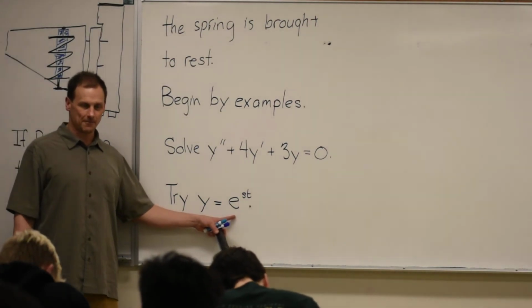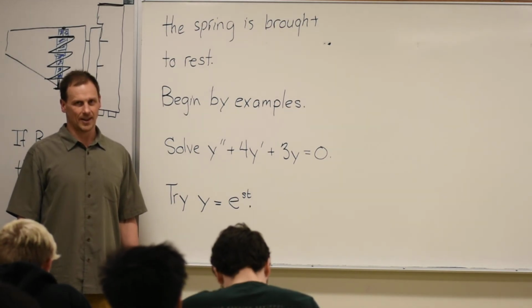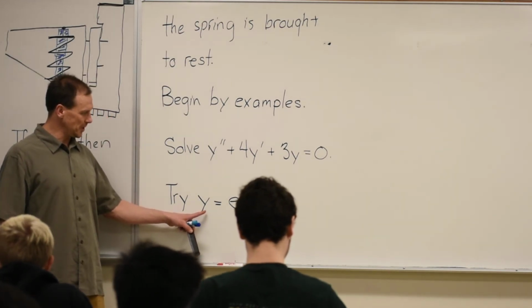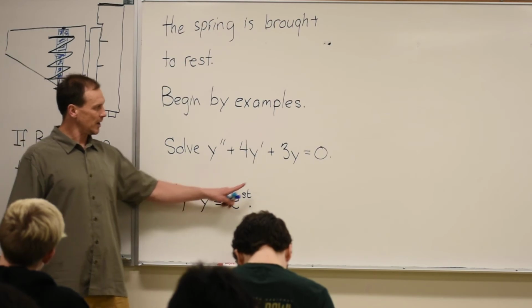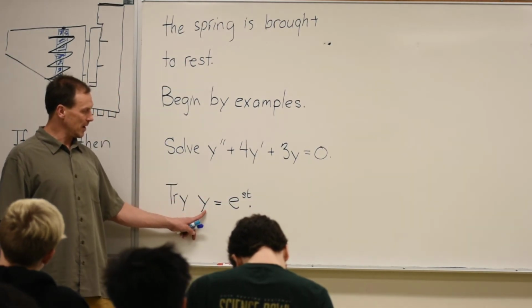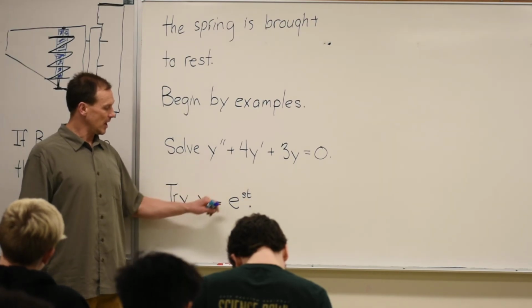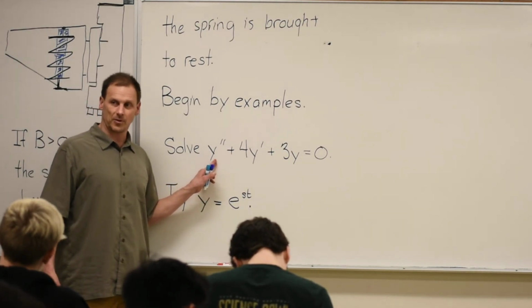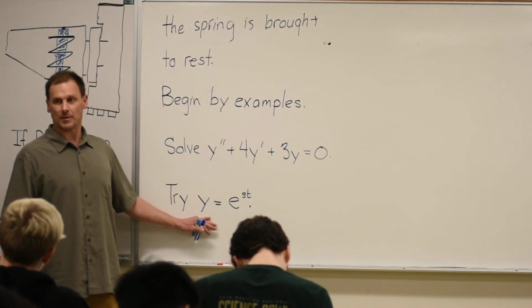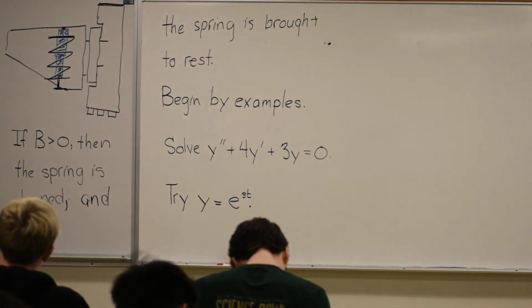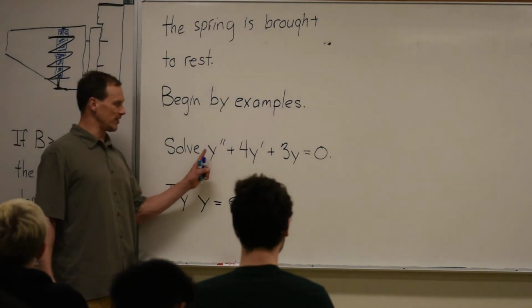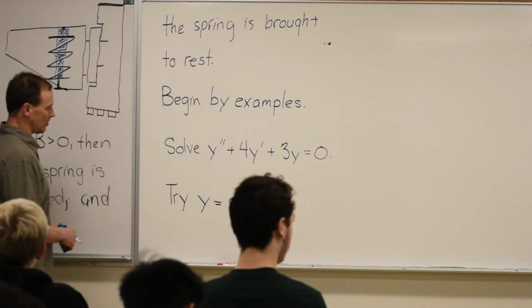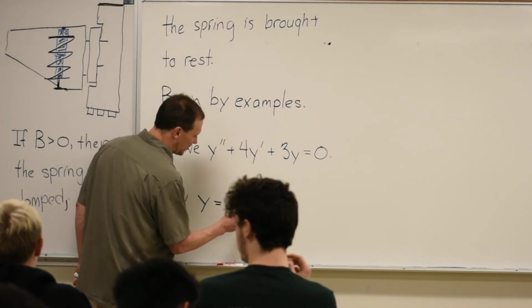In order to do that, we need to see how this is a solution to our problem. We need to substitute y prime in here and y double prime into the double prime term. So take a moment and find y prime and y double prime. The constants are what we're going to have to deal with. So take a moment. I'm going to do it as well and see what I come up with.